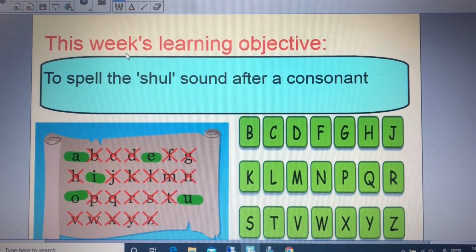Right, from today we are going to have a new spelling learning objective, and that learning objective is going to be to learn to spell the shul sound after a consonant. So let's think more about what that learning objective actually means. Consonant. Well, if we think back to all the letters of the alphabet, I'm sure we can all remember the vowels A, E, I, O, U, and all the other letters, where there's 21 other letters, they're referred to as consonants. Now, the shul sound.